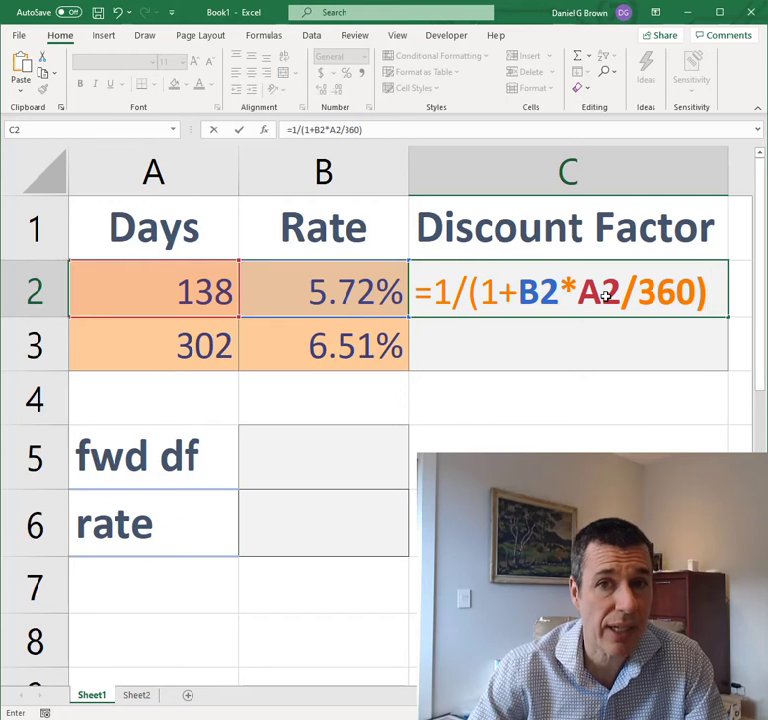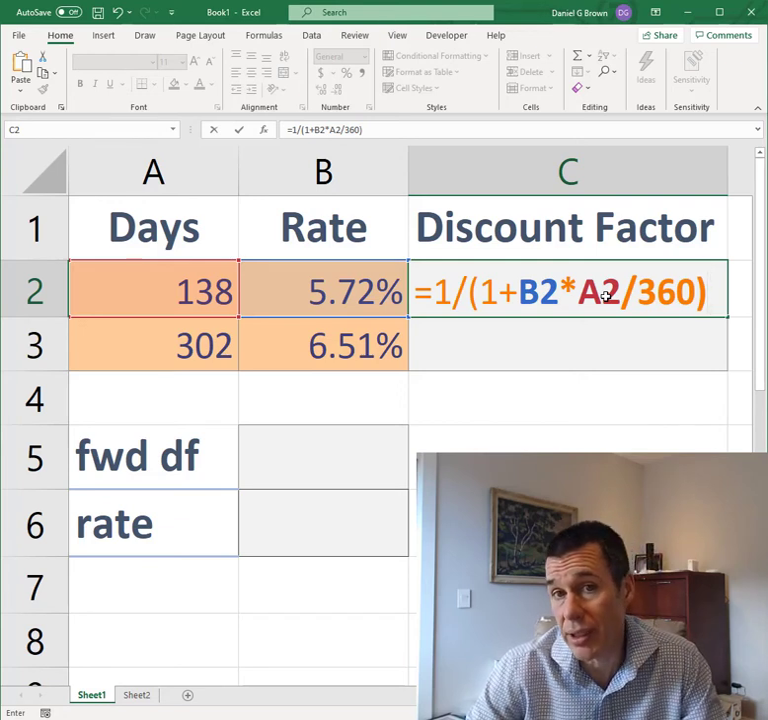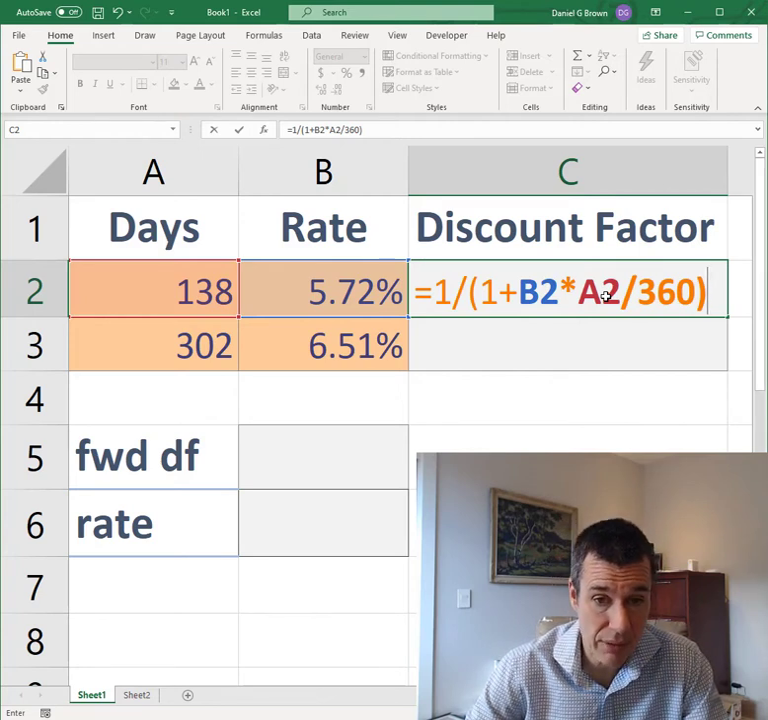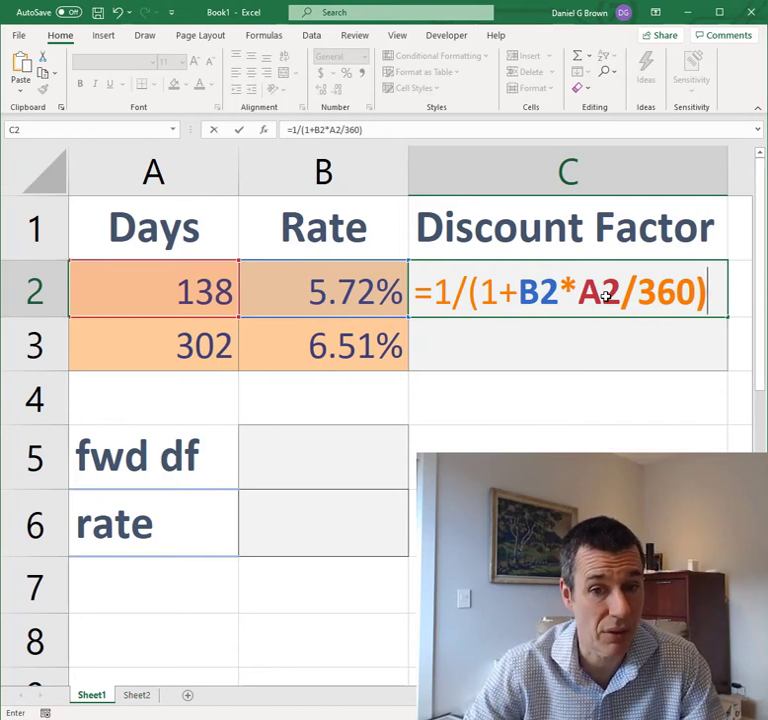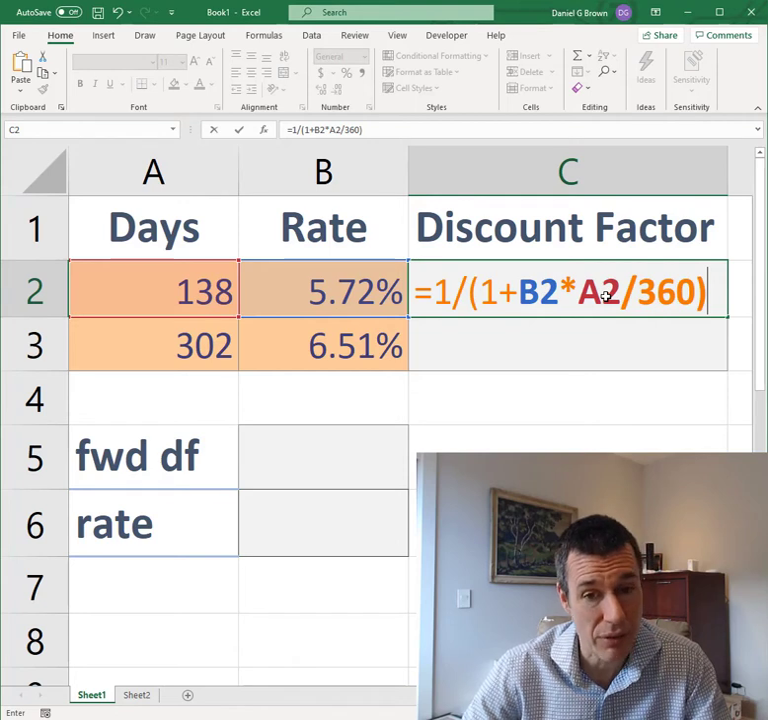Remember, the discount factor is the present value of $1. 1 over the discount factor is the future value of $1. 1 over this formula, 1 plus the rate times the number of days divided by 360. Well, if we invest $1 today, what does it turn into? It turns into 1 plus the interest rate times the number of days over 360. That's how actual over 360 interest rates work. Again, that's a future value. 1 over that is the discount factor. So we get this formula.